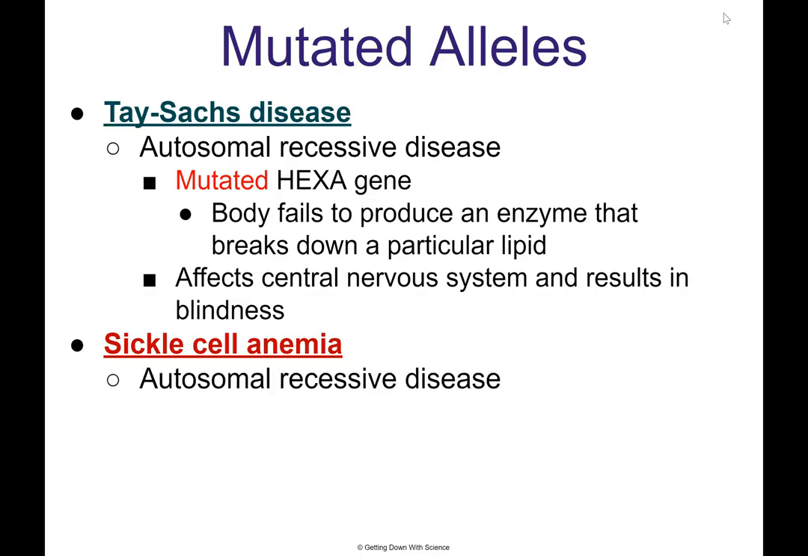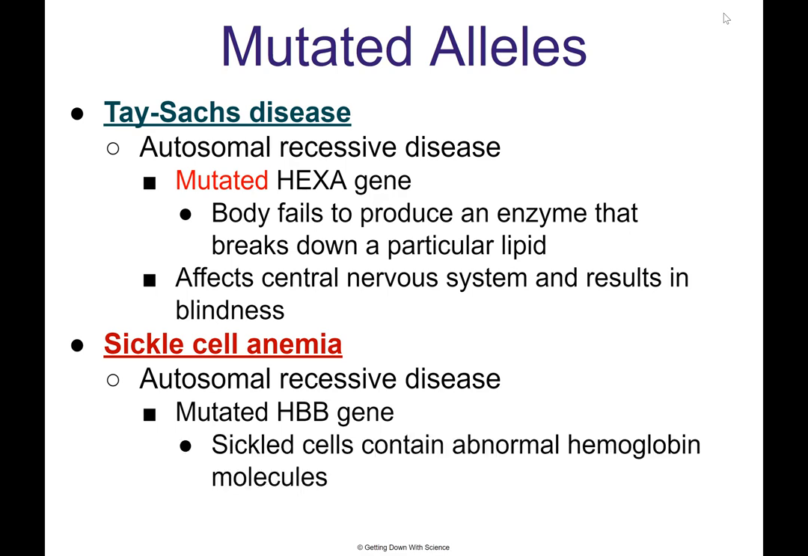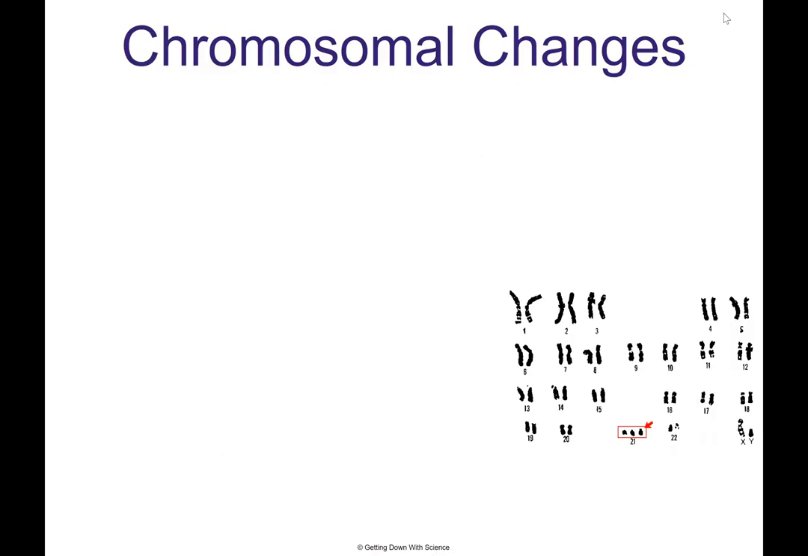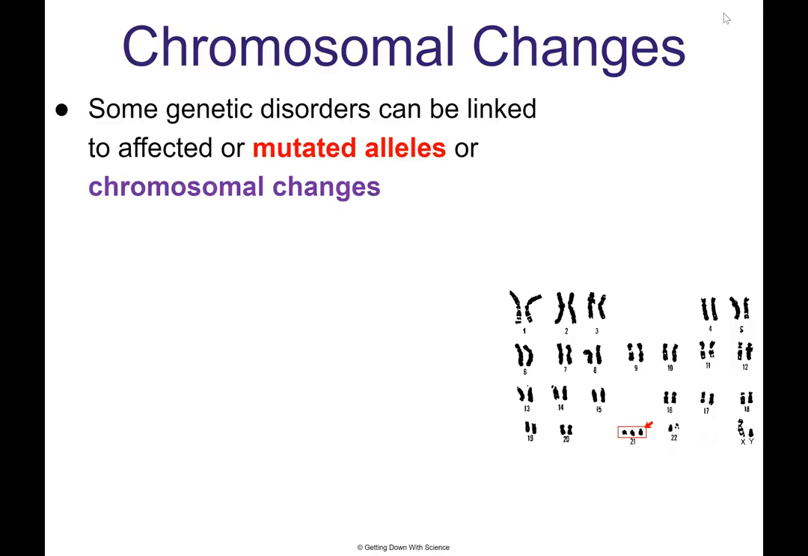Sickle cell anemia, autosomal recessive disease. We have a mutated HBB gene. There's literally one DNA letter that's different and causes all of this change. So it causes sickled cells that have abnormal hemoglobin molecules, and hemoglobin is critical. That's what carries our oxygen around. And then, like I said, we can have chromosomal changes.